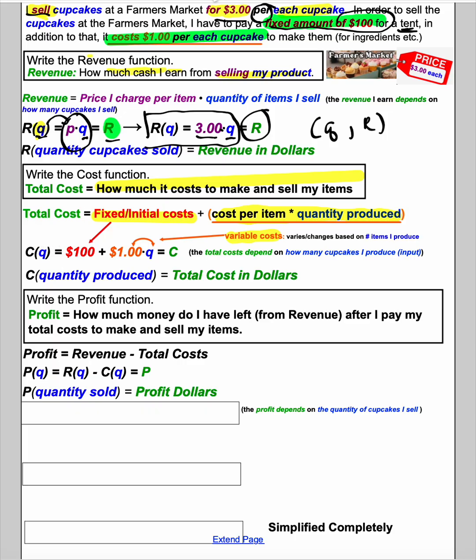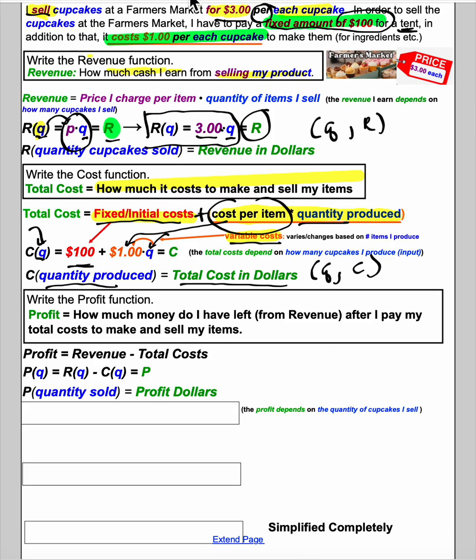cost also inputs the quantity of items sold. I have a fixed or initial cost of $100 for my tent plus my variable cost. It costs me $1 per each cupcake Q. And so in this case, I'm going to input the quantity of cupcakes that I make, and I'm going to get an output of the total cost. Input quantity produced, output total cost in dollars.